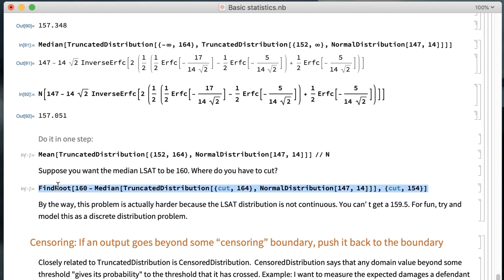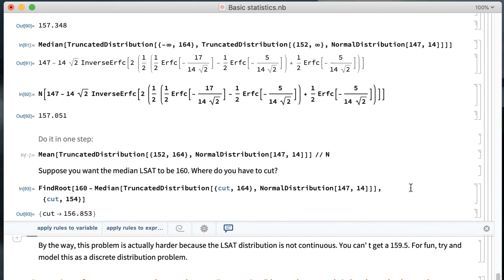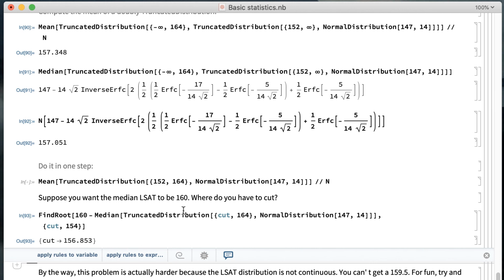FindRoot is a way of trying to find when some expression is 0. So I'm basically saying, when is 160 minus the median 0? And I'm going to make an initial guess of 154. And it turns out that the cut score I need is 156.853. And actually, of course, you know that really can't be, because you can't get an LSAT of 156.853. Anyway, if you want to have some fun, try to model this as a discrete distribution problem. But for the moment, I hope that you understand truncated distributions. It's a form of quality control.